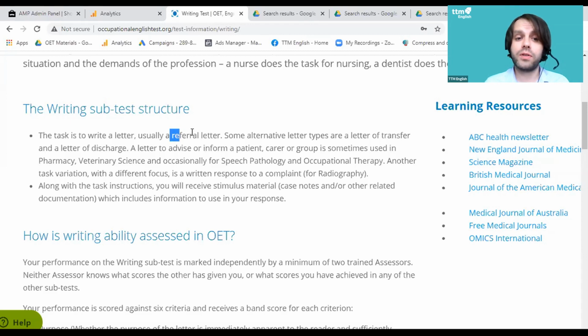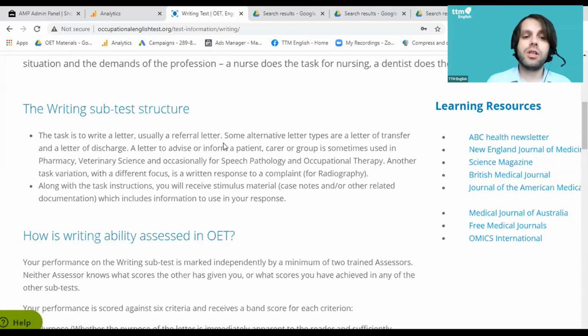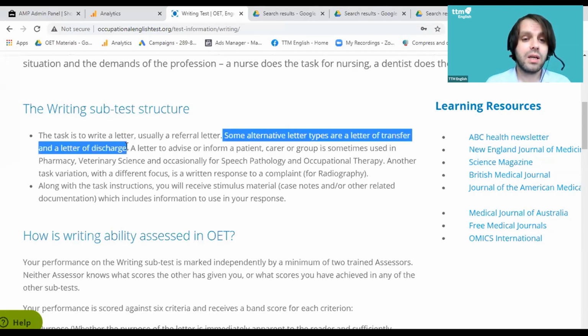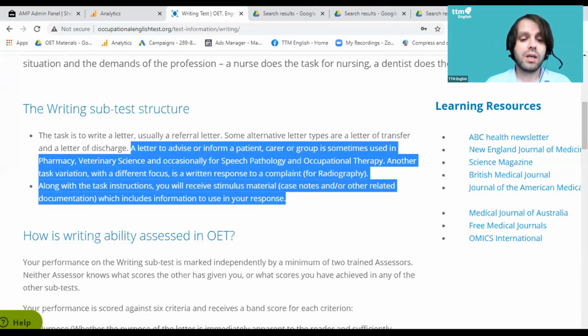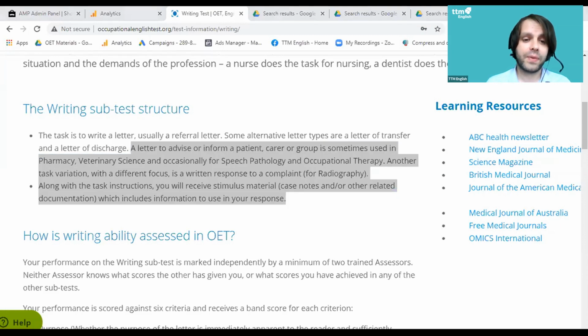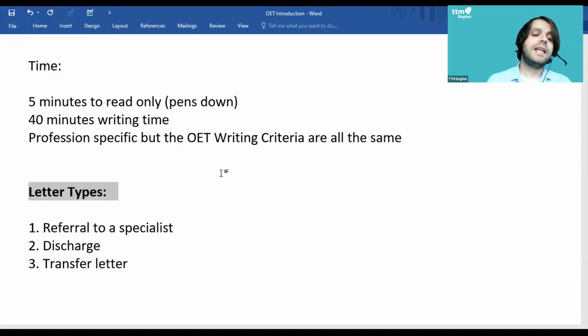I guess for doctors, you often write a referral letter, don't you, doctors? Yes. 99% of the time. So that's the usual letter type, referral to a specialist. Some alternative letter types are a letter of transfer and a letter of discharge. So on the OET website itself, it singles those three out as being the main ones. All this stuff here is about different professions. So we need to focus on those main three, especially for an introduction class. And then later on, we see the variations, right? Don't start with the variations, start with the basics. So these are the three letter types.